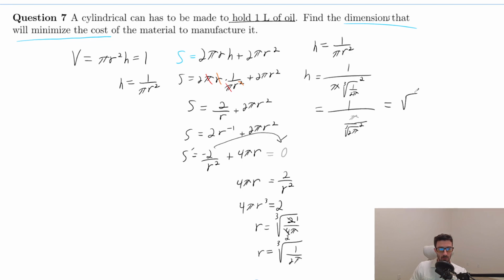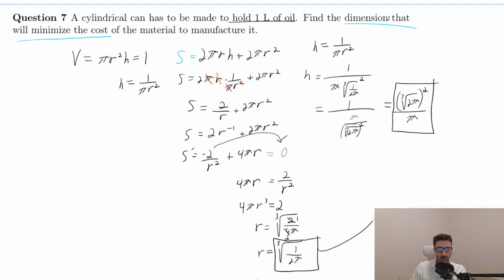So this is going to turn into the cube root of 2 pi squared, and I could have done that down here, put some parentheses, all over pi. So at least it's not a fraction within a fraction at this point. And those are the two dimensions. It's this one for the r and that one for the h. Those should minimize the cost.